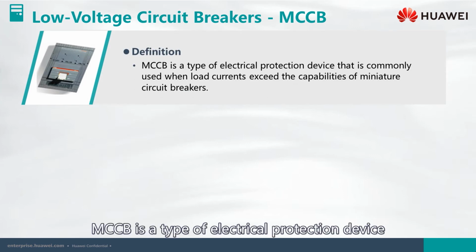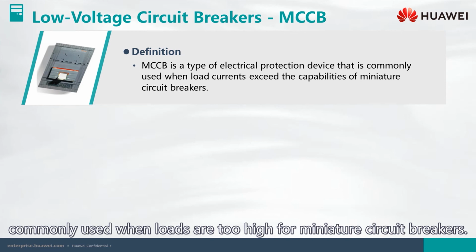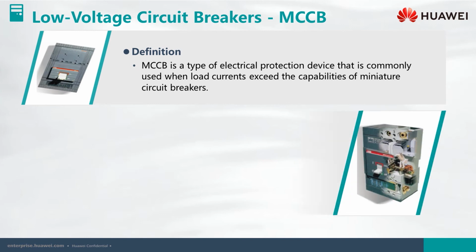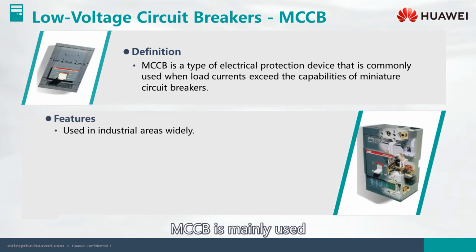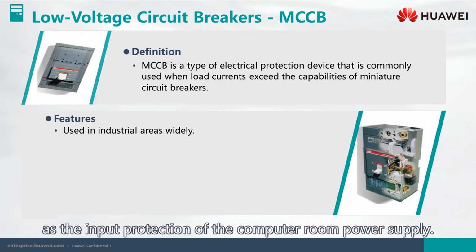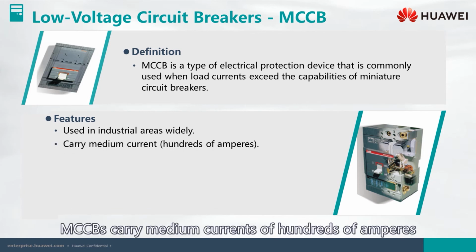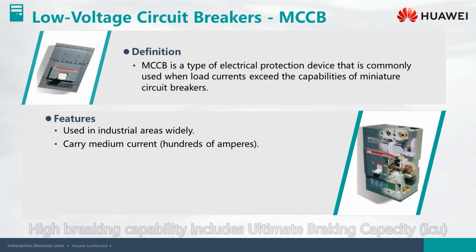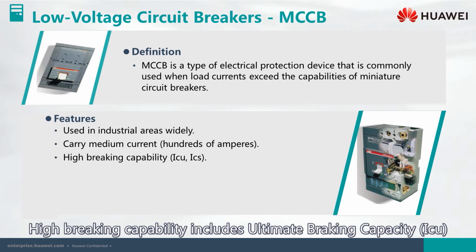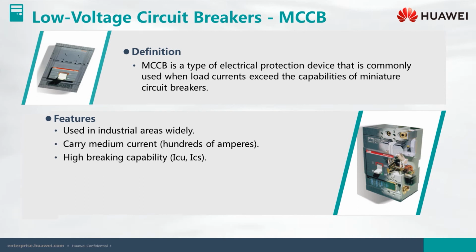MCCB is a type of electrical protection device commonly used when loads are too high for miniature circuit breakers. MCCB is mainly used as the input protection of the computer room power supply. MCCBs carry medium currents of hundreds of amperes. High breaking capability includes ultimate breaking capacity, ICU, and service breaking capacity, ICS.